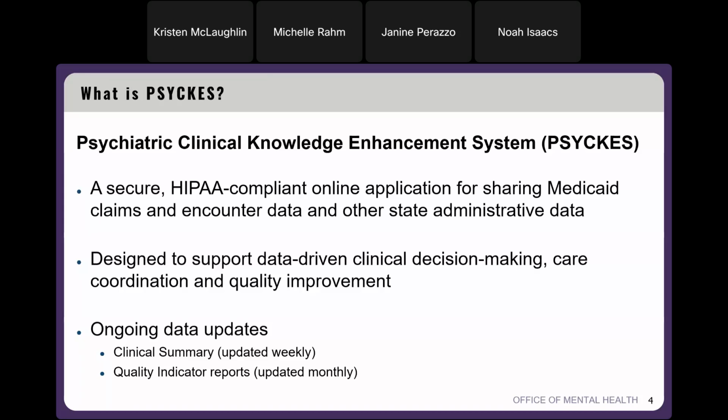We have a couple different reports that are available in PSYCKES. The clinical summary is updated on a weekly basis, and that's based on that one individual client, versus the quality indicator reports that give you an idea of what the performance is per your hospital, per your network, and this is going to be updated on a monthly basis.